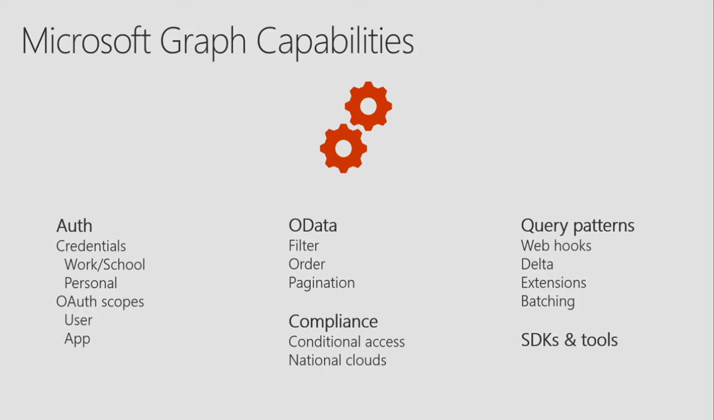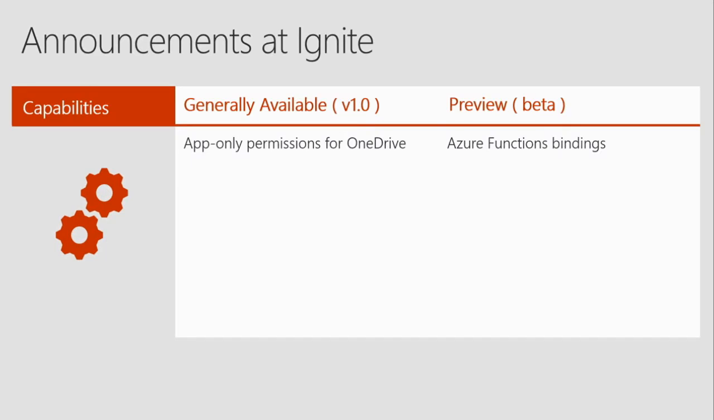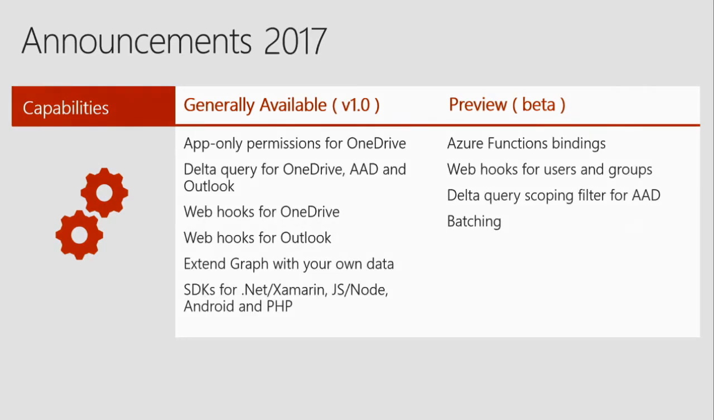And then we have SDKs and tooling, whether it is with Visual Studio and Azure Functions, that allow you to ease your integrations with the graph. So in terms of announcements for capabilities, we now have app-only support permissions for OneDrive. And we also announced this week Azure Function Bindings for Microsoft Graph. Throughout the year, we've been doing several announcements as well. So Delta Query, webhooks, extensions, and batching are part of the things that we announced throughout the year.